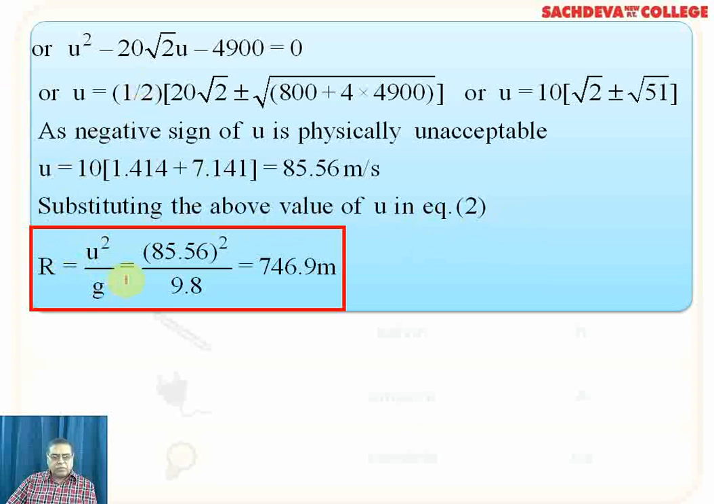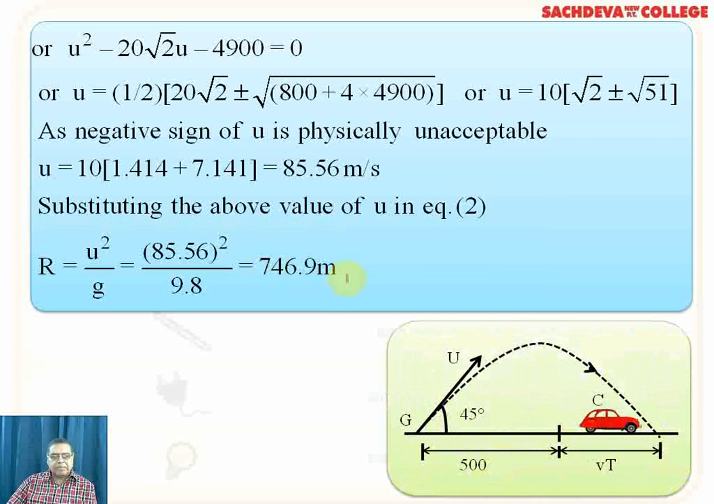So for u we will compute the value in squares, 85.56 square divided by 9.8. If the value of g is not given, we can accept the value as 10. However, here it is 9.8 and the net result of the range will be 746.9 meters. So it is shown in the figure 500 plus Vt and that is calculated as the horizontal range, that is 746.9 meters.